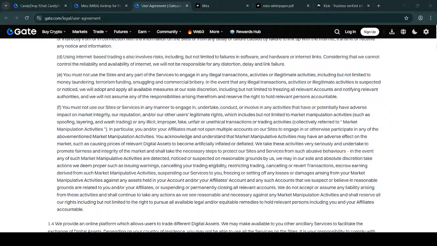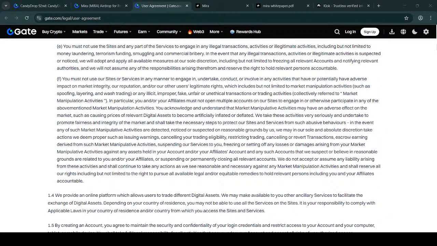So you must not use the site and service in any manner to engage in or undertake any condition or activity that has the potential to impact market integrity and our reputation. About user misconduct and rights, which include but are not limited to market manipulation, advice, spoofing, layering, wash trading, illicit info and fake or unfair, unethical transaction and trading activities, collectively referred to as market manipulation activities in particular.